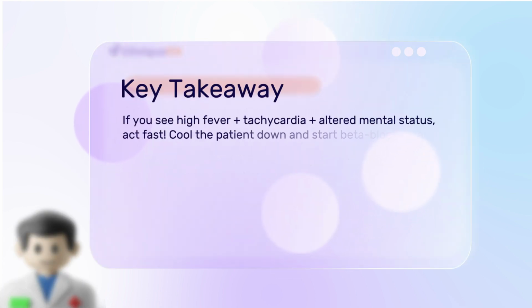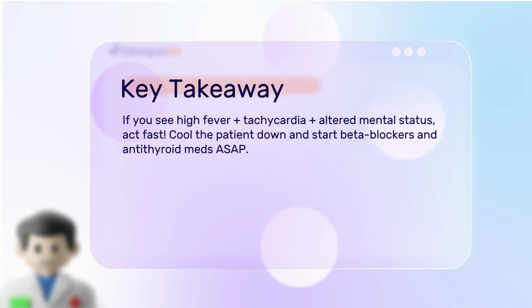Key takeaway: if you see high fever plus tachycardia plus altered mental status, act fast. Cool the patient down and start beta blockers and anti-thyroid meds as soon as possible.